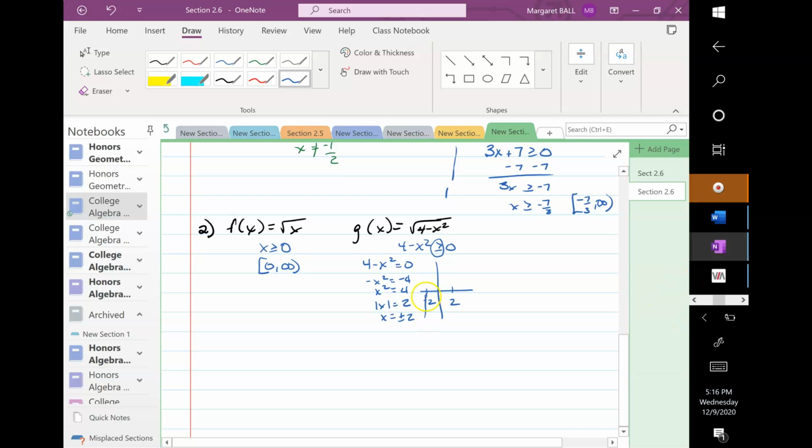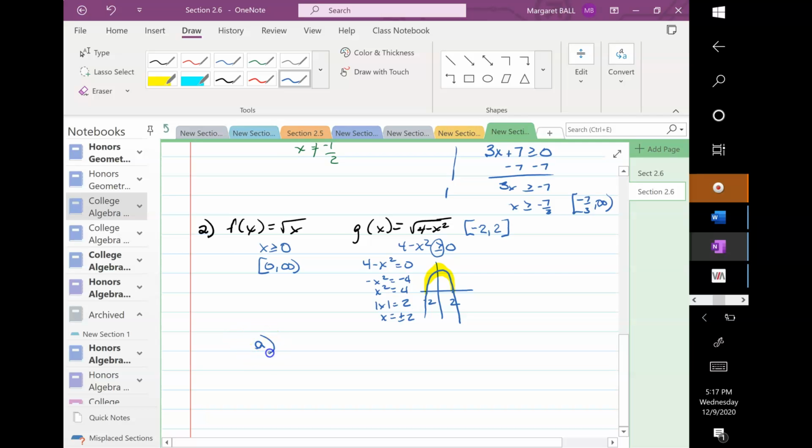So right in here, okay, I'm going to draw that graph. So in between negative 2 and 2, that's where it's positive. So that's my domain, in between negative 2 and 2. And it can be negative 2 and it can be positive 2, because that's what makes it be 0. Okay, so I was just finding the domain on that.